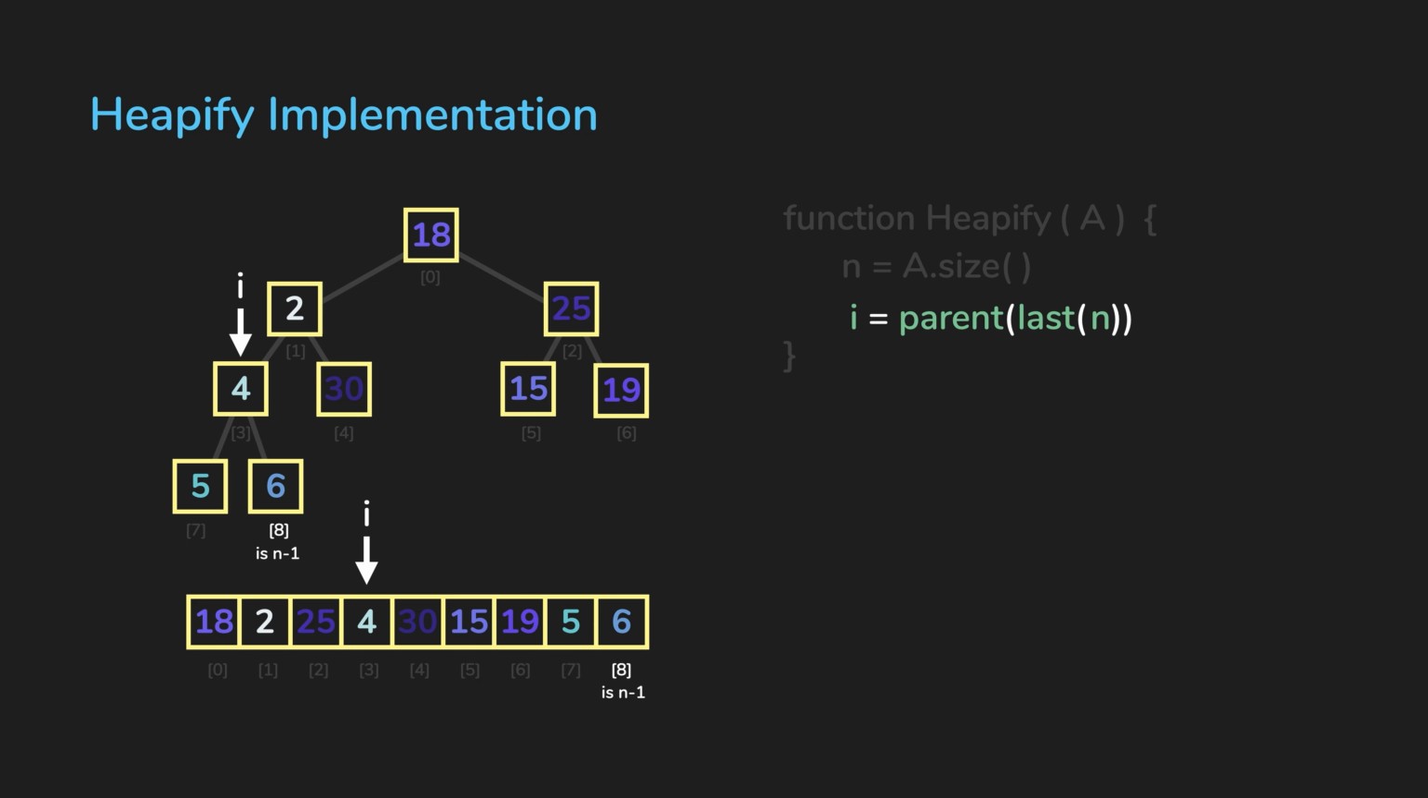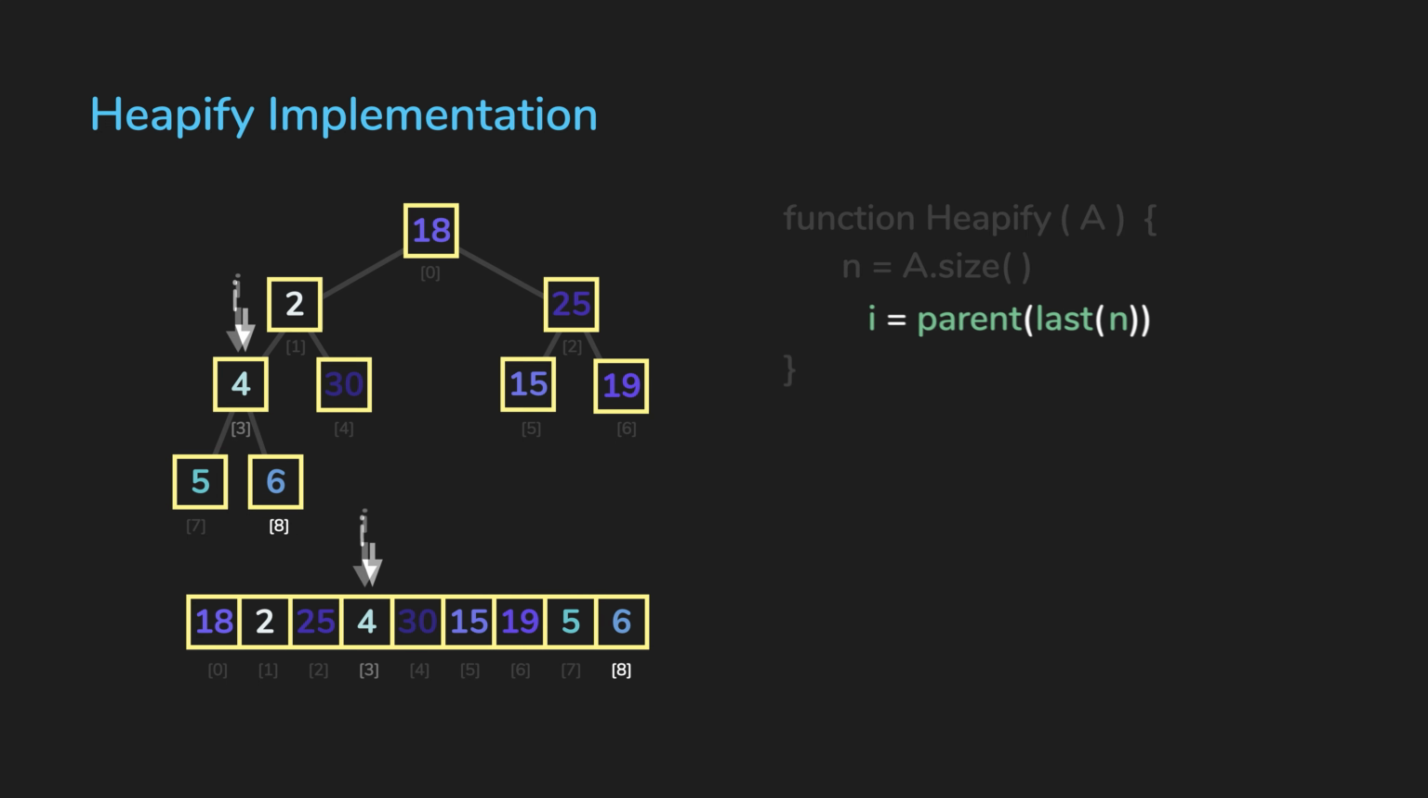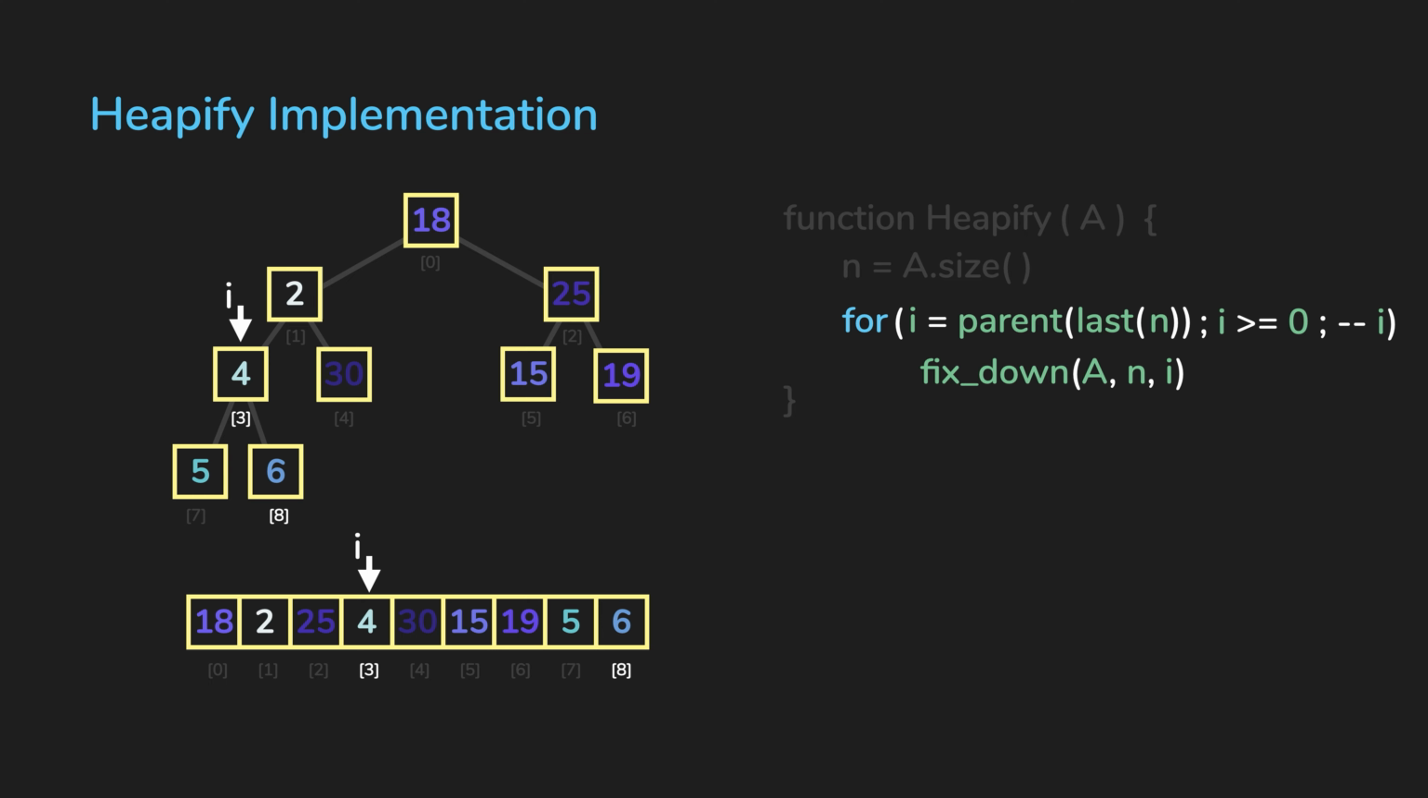And then you initialize i with the parent of the last node. If you don't remember how to mathematically compute these indices, like parent and last, you should check out the heap video again. All you have to do is loop down to index 0, which will allow you to call fix down on every parent, or aka on every node that has children. Here's an example of calling heapify with the array representation of the heap and the actual heap, so you can see how it works.